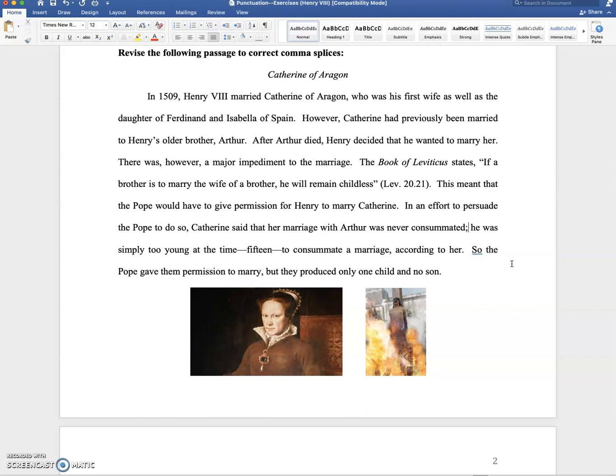And by the way, this is the daughter that Henry VIII had with Catherine of Aragon, Queen Mary, known as Bloody Mary, and she burned people at the stake.